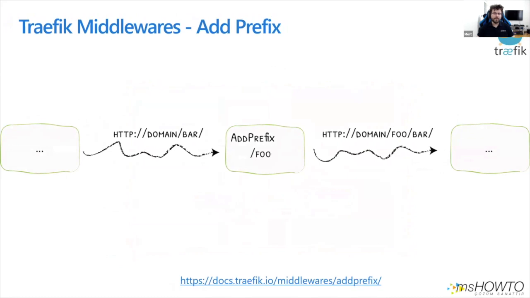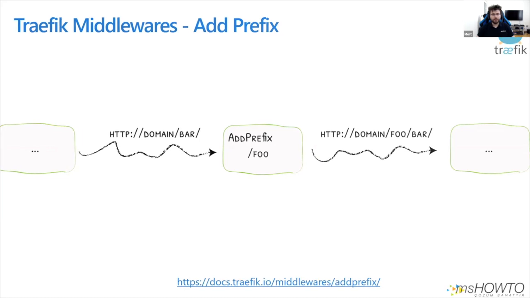Let's start with a basic middleware, AddPrefix. As you can understand from its name, we can add a prefix to the request URL. For example, if I have a URL as domain/bar in my request, I can add foo just before the bar, and have domain/foo/bar, and forward the request to the service.